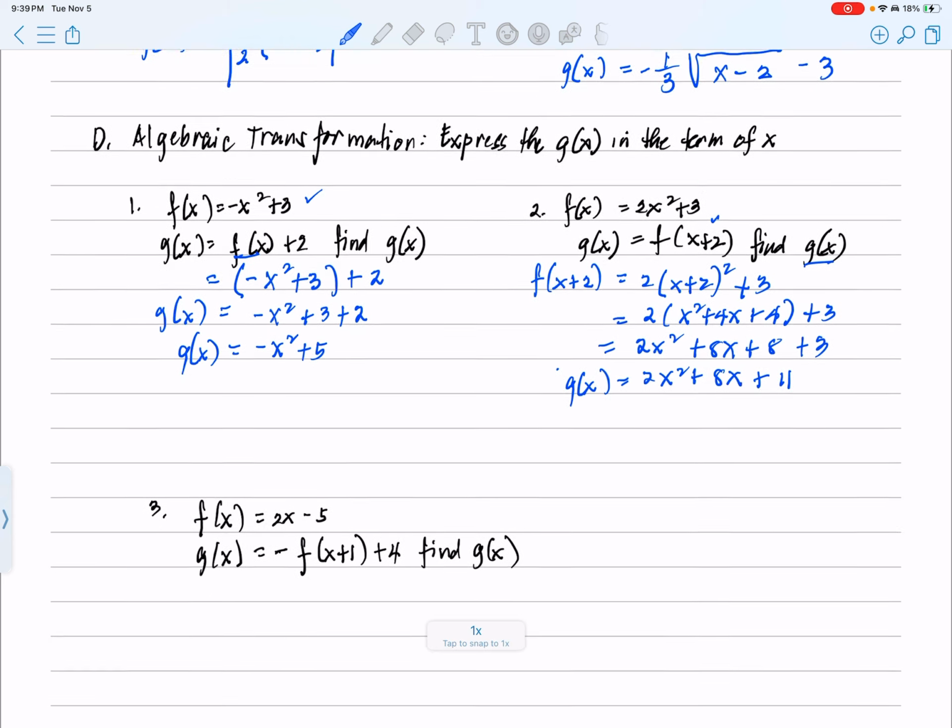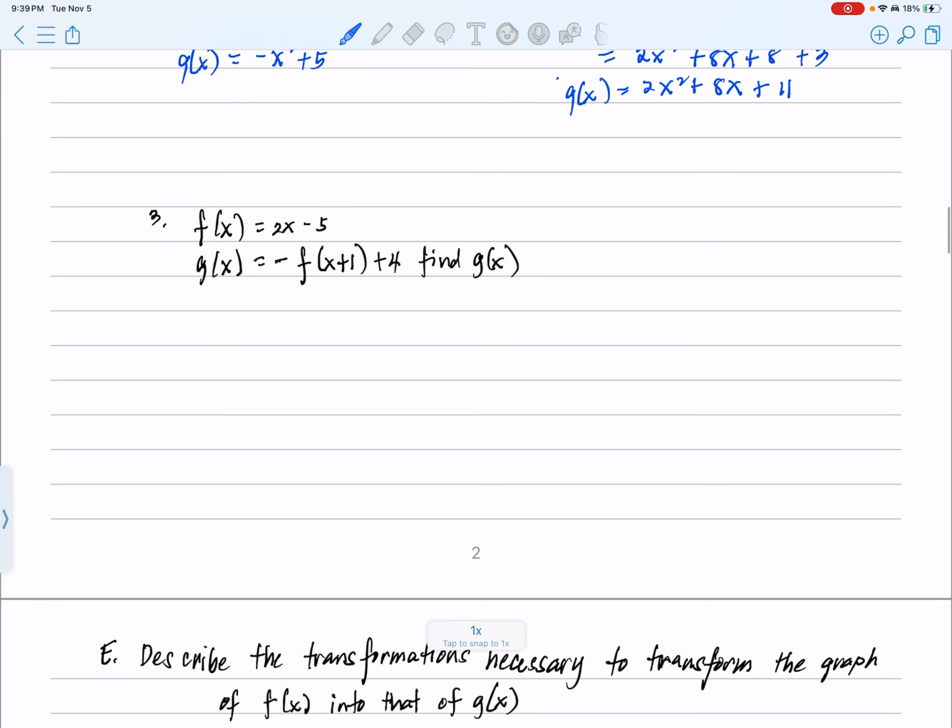All right. Function of x is equal to 2x minus 5. So g of x, we have a negative f of x plus 1. All right. We have 2, and then substitute the x for x plus 1. Then minus 5, because there is still a minus 5, plus 4. Okay, let's do this.